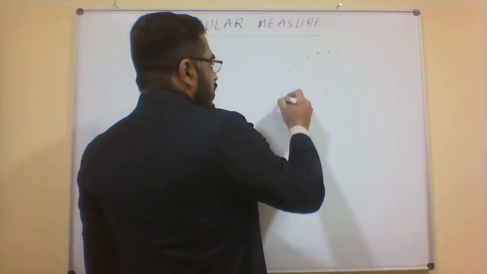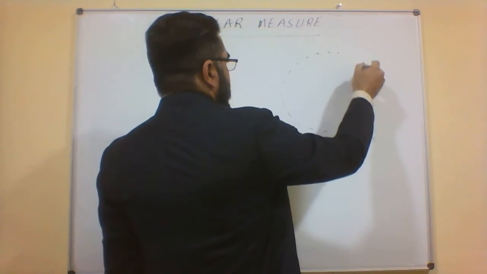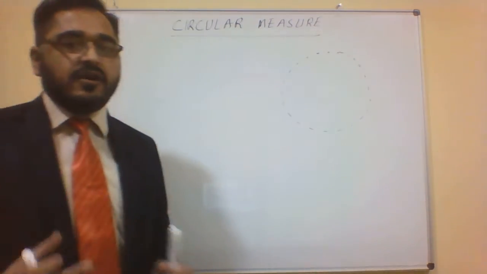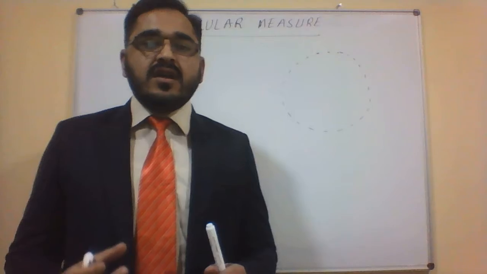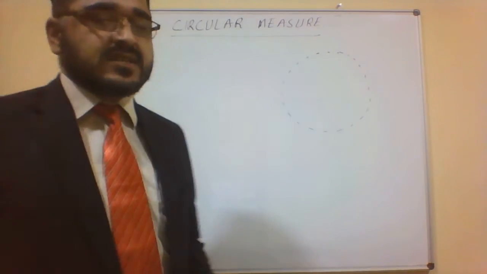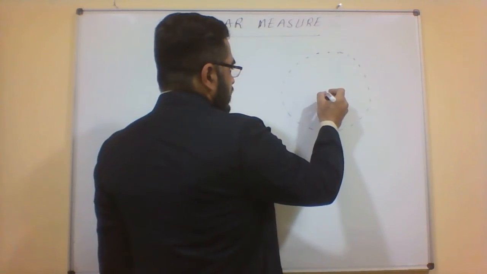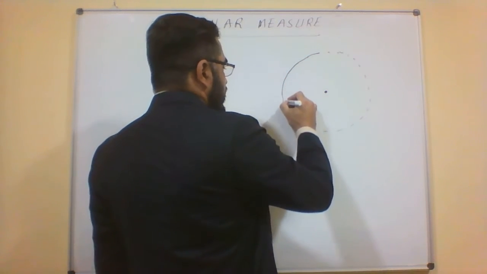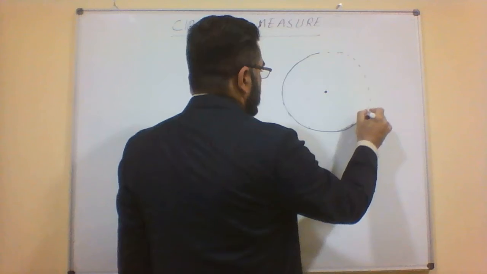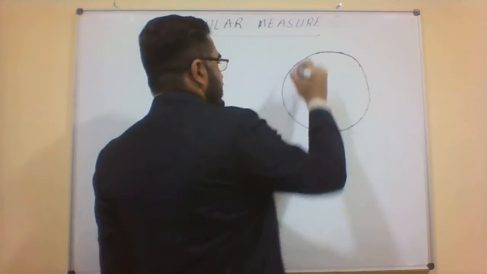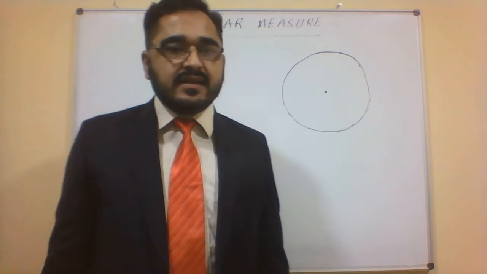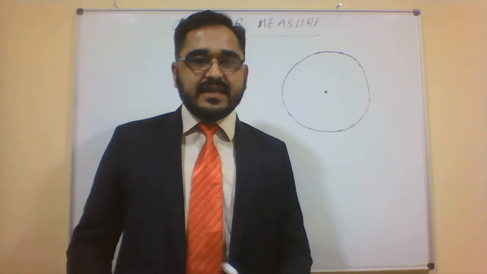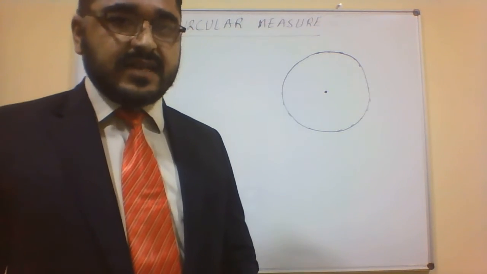Set of all such points in a plane which are equidistant from a given fixed point. Then that set of points will be a circle, and that fixed point is called the center of the circle.